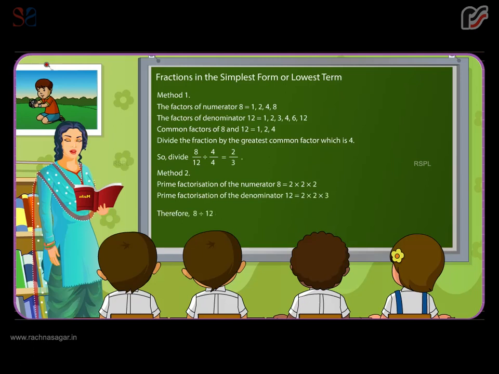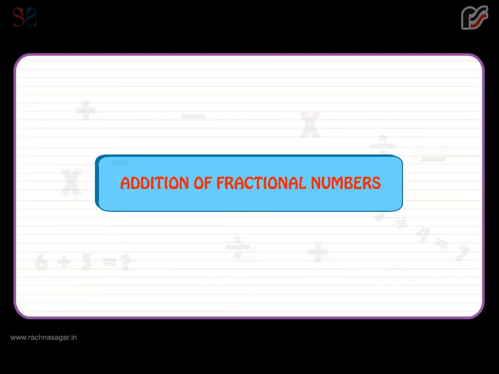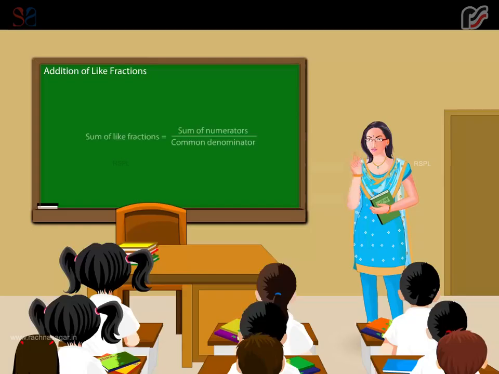Therefore, 8 divided by 12 is equal to (2 × 2 × 2) by (2 × 2 × 3), which is equal to 2 by 3. Addition of fractional numbers. Addition of like fractions. The sum of like fractions is equal to the sum of the numerators by the common denominator.